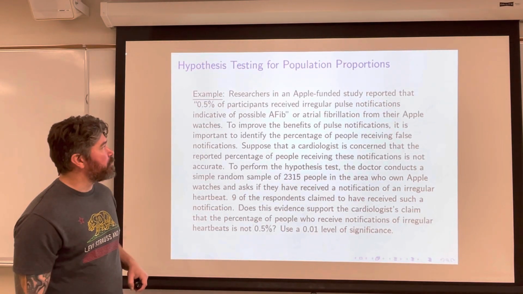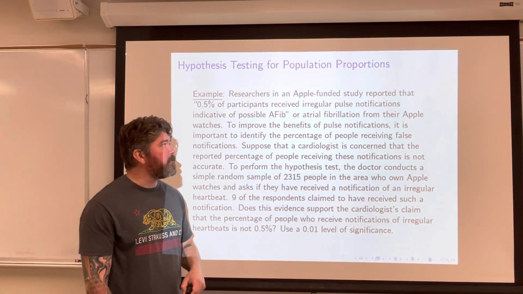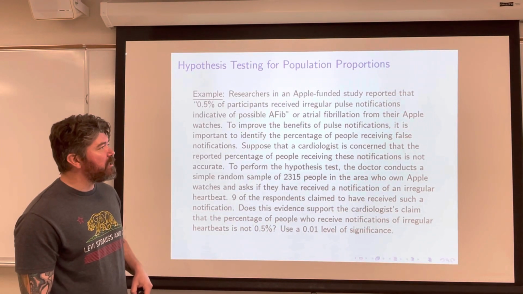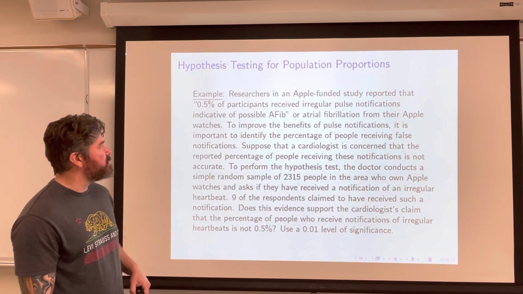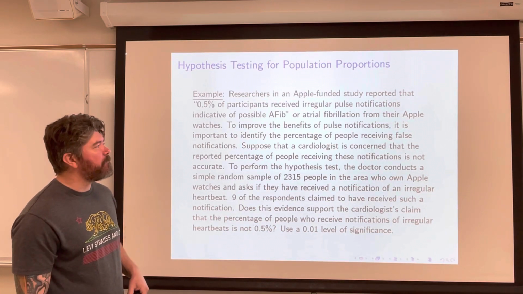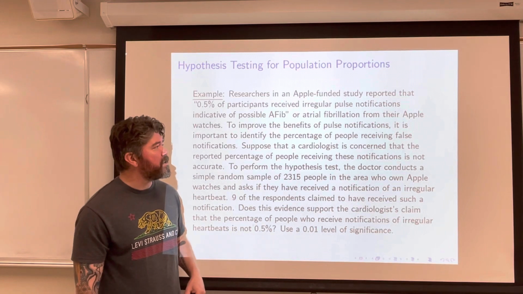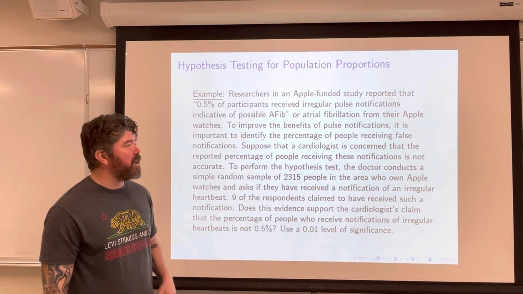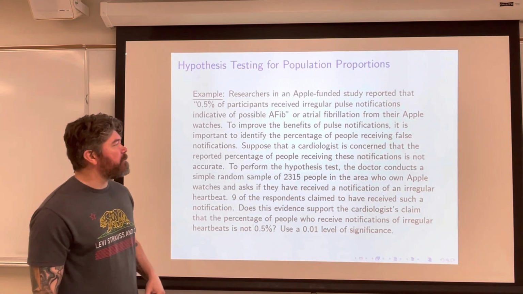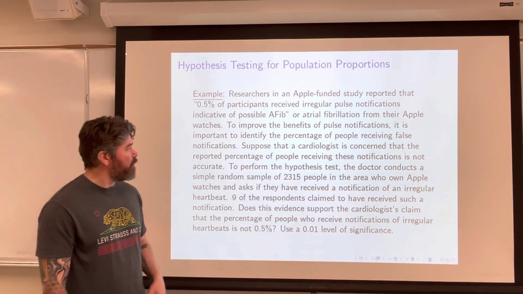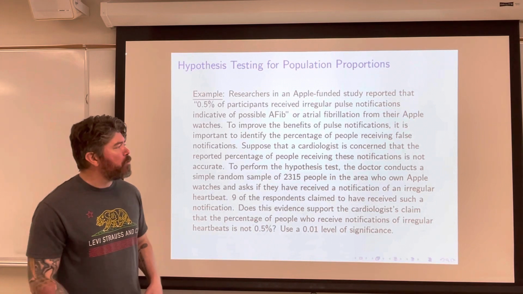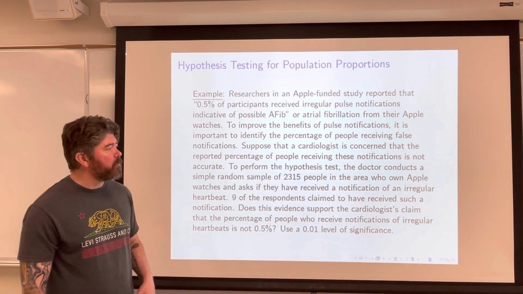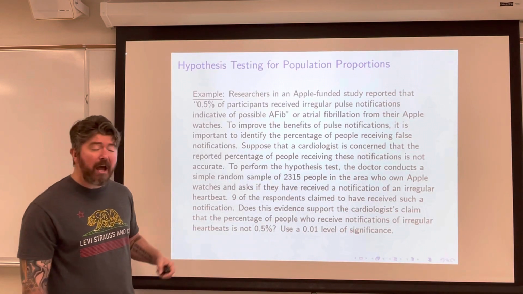Let's look at an example. Researchers in an Apple-funded study reported that 0.5% of participants received irregular pulse notifications indicative of possible AFib, or atrial fibrillation, from their Apple Watches. To improve the benefits of pulse notifications, it is important to identify the percentage of people receiving false notifications. Suppose that a cardiologist is concerned that the reported percentage of people receiving these notifications is not accurate.